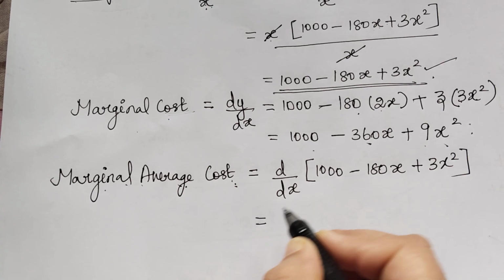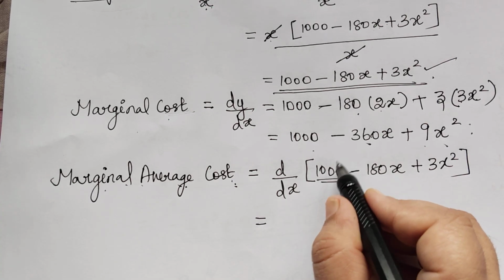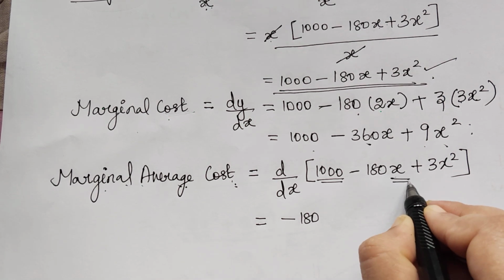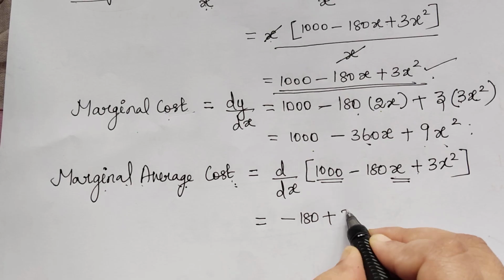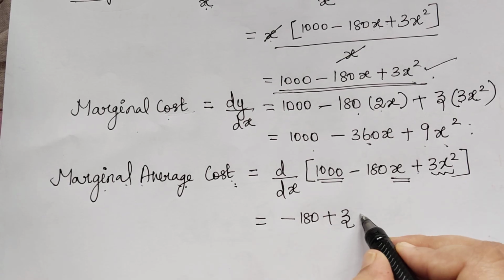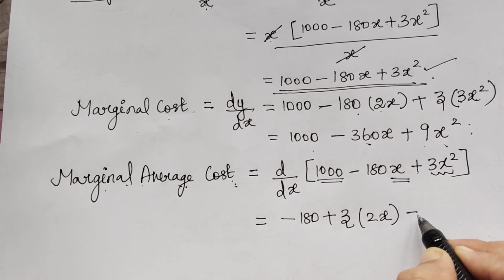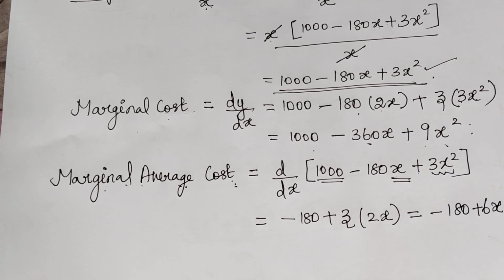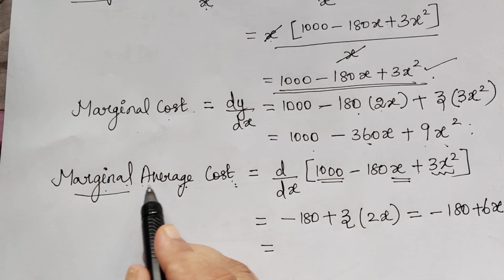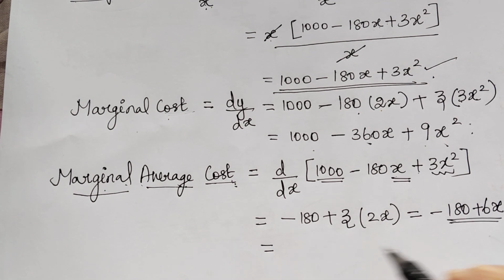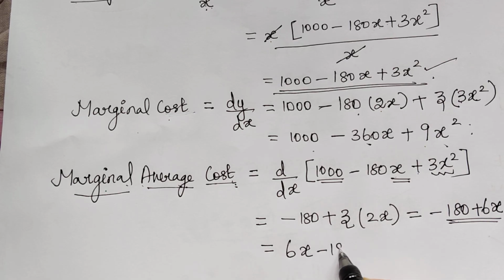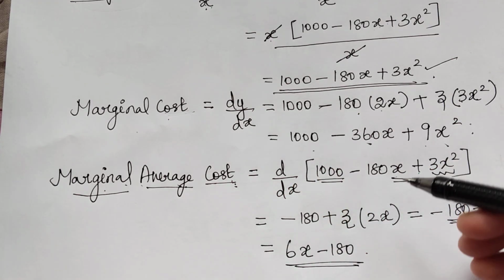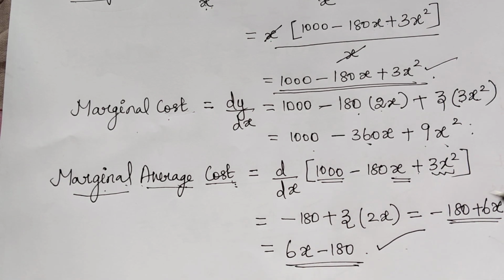So that will be equal to, 1000 is a constant, so on differentiation it becomes 0. Now minus 180, when you differentiate x it becomes 1, and then plus 3 multiplied with the differentiation of x square is 2x. So that is equal to minus 180 plus 3 times 2 is 6, so 6x, and therefore the marginal average cost is equal to, rewriting this we get 6x minus 180. Hence we have obtained the average cost, the marginal cost and the marginal average cost for the given cost function.